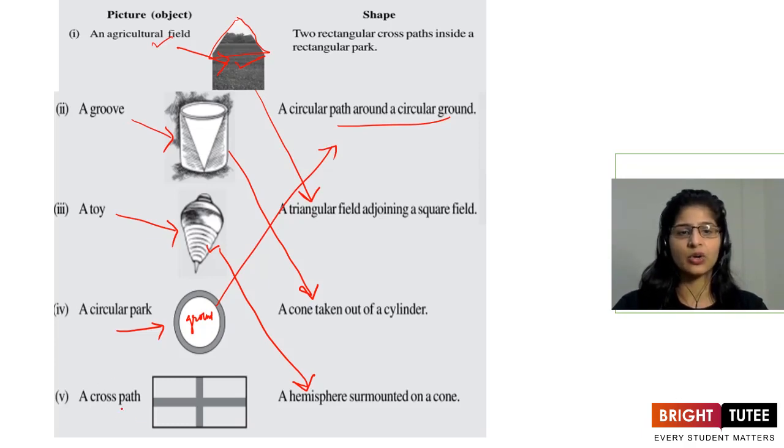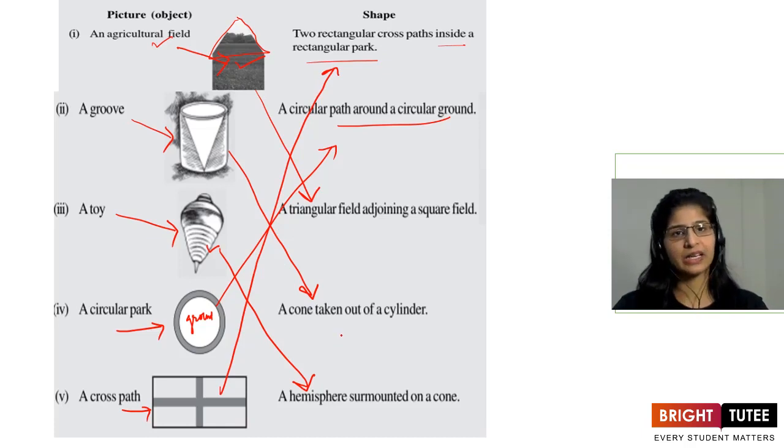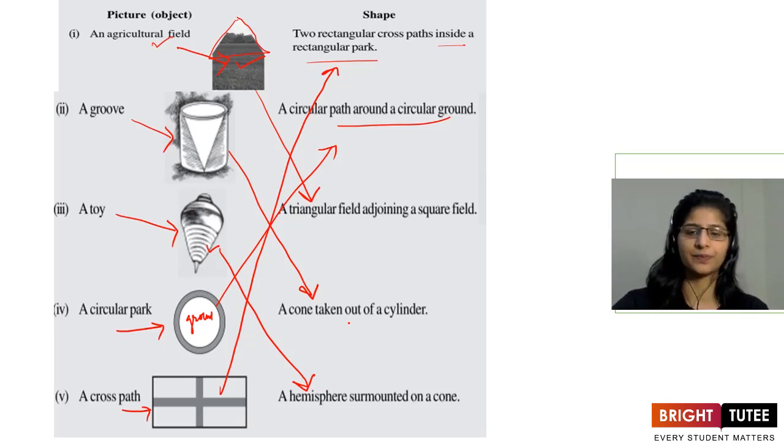Now the next is a cross path. So this is shown as a cross path. This is what? Two rectangular cross paths inside a rectangular path. Yes, it is there. So you are going to define it like this. Clear? So this is just how we see the figure and how we should speak about them. That is the cone taken out of a cylinder. It's a toy having a cone at the bottom part and a hemisphere on the top part. So like this we explain them.